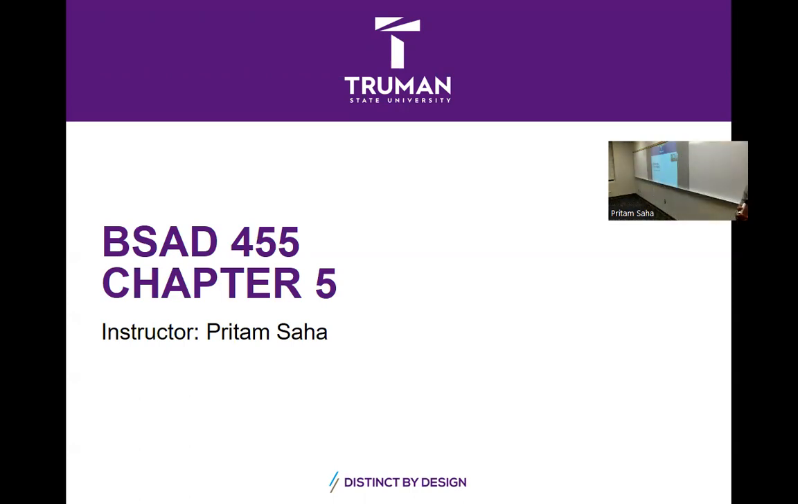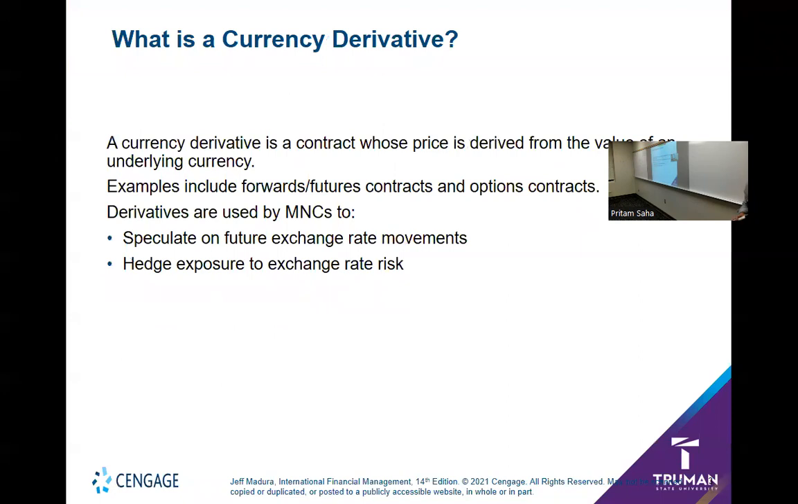Now, before we talk about forward contracts, we need to understand why MNCs are motivated to engage in the derivative market. Why do they go to the derivative market? What is the motivation? What is the purpose? There are two reasons why MNCs go to the derivative market. The first reason is speculation, the second reason is hedging.